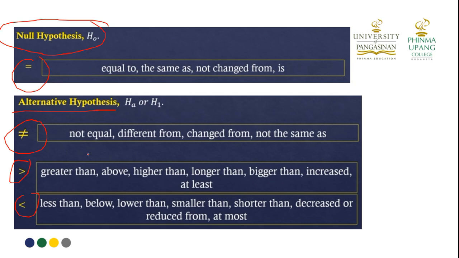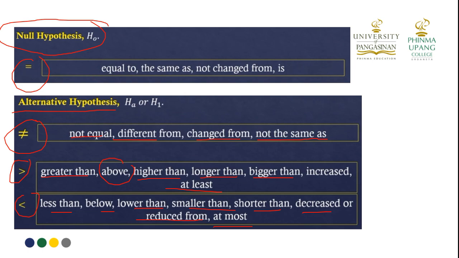Or may mga mababasa kayo na not equal, different from, change from, not the same as, greater than, synonymous with above, higher, longer, bigger, increase, at least. Less than, below, lower than, smaller than, shorter, decrease. It is something to do with negative, reduce, negative 10, at most negative 10. Kasi at most is maximum na yung at most. Hindi siya pwedeng tumaas. At least may minimum siya, pwede siyang tumaas. Okay?